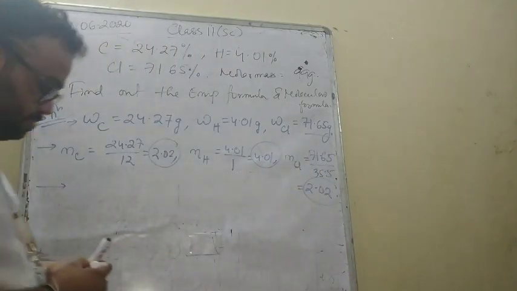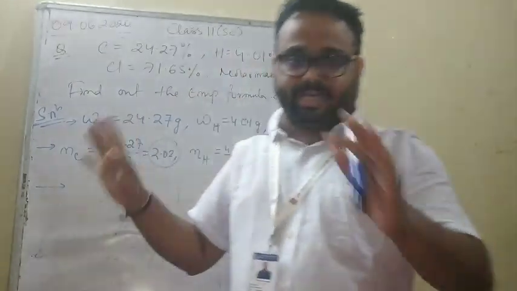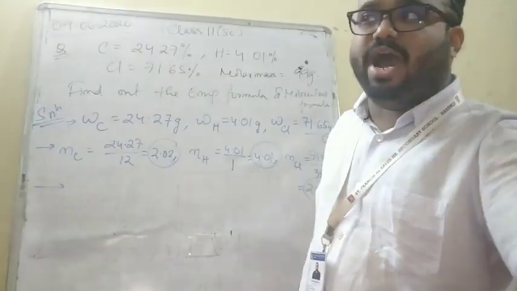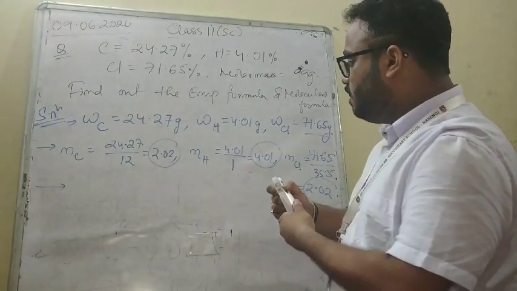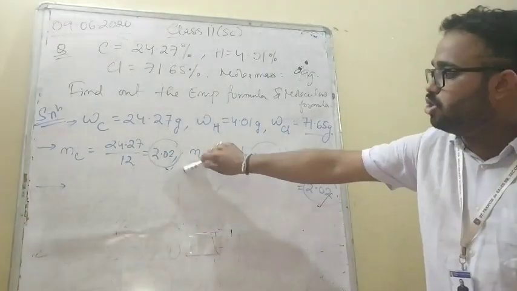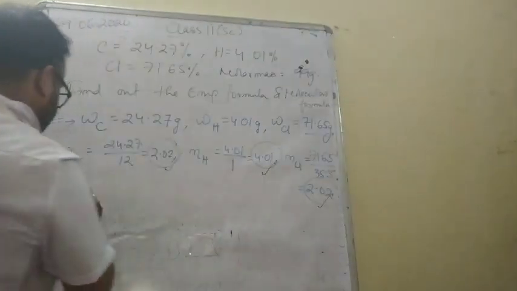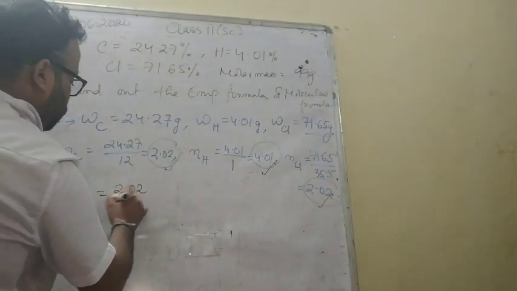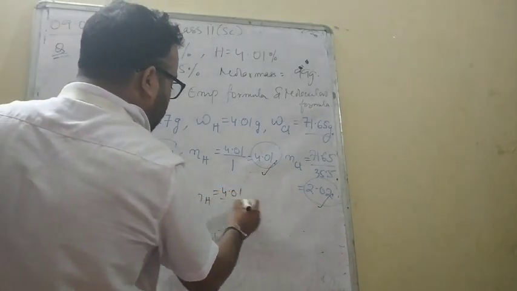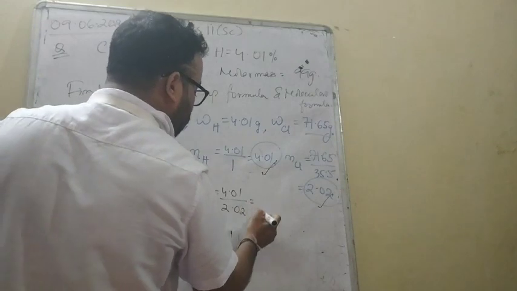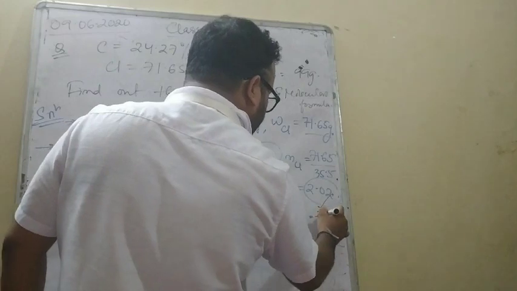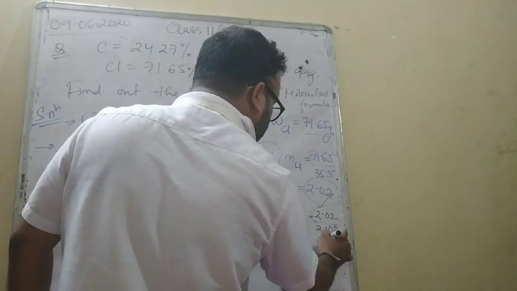Third step. Steps you will get in notes, I am just explaining. Third step is divide by the smallest number. So you have got three values. Which is the smallest? 2.02 is the smallest. So number of carbon is equal to 2.02 by 2.02, which is 1. Hydrogen is 4.01 by 2.02, that is 1.99. And chlorine will be 2.02 by 2.02, that is 1.